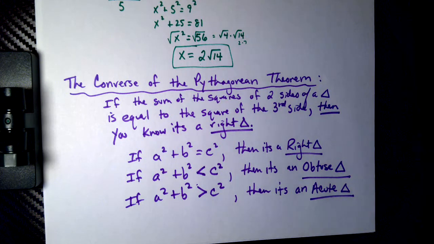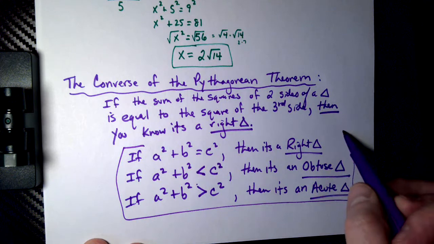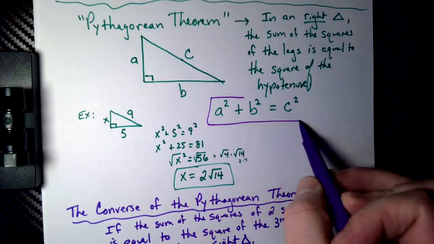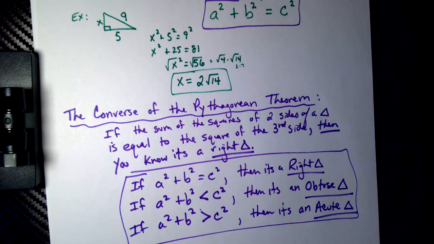So that's what's known as the converse of the Pythagorean theorem. These three little rules are going to be very important to you. The Pythagorean theorem is probably going to be more important, but that and this are going to be pretty big test questions and work that we have ahead.